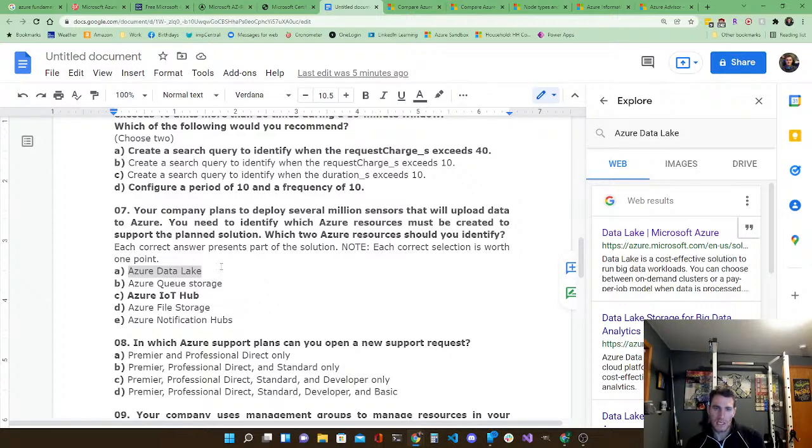So, yeah, it kind of depends. What are we doing with the IoT data once we have it? I guess if we're saying that it'll upload data to Azure, then where are we storing it? I guess we're going to store it in a data lake.